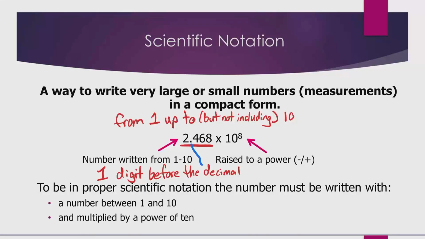That's the first part. Then the second part is this times 10 and then raised to a power. It's always going to be times 10, and then in this case 8, that's the part that we would either come up with or we could interpret to switch it into something else. That's the part that changes. The times 10 is always the same, and then the 8 is the part that changes. As a reminder, this little number up in the top right corner is our exponent.